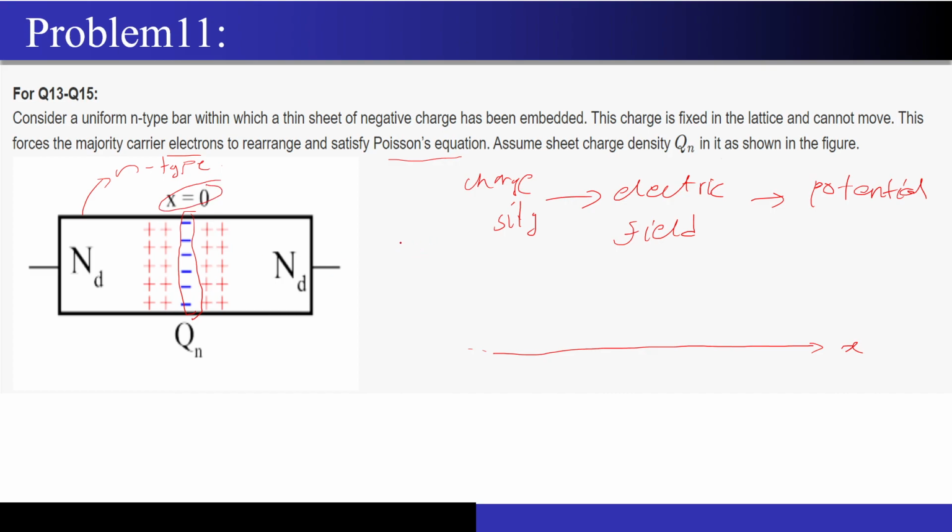It doesn't have any width, right? So in signals and systems you may have seen, right, a function which does not have any width and still has that amplitude, it is nothing but your delta function, right? You have a qn over here, and this is x equal to 0.